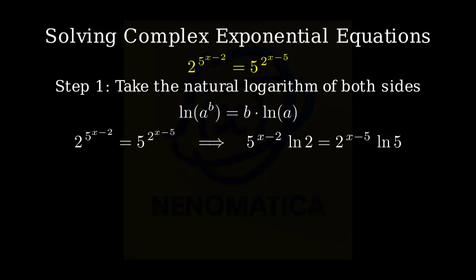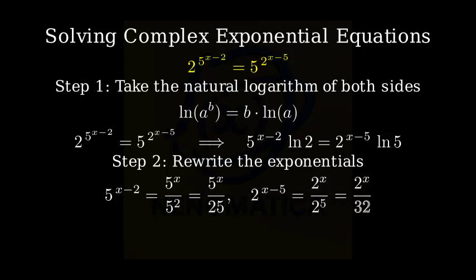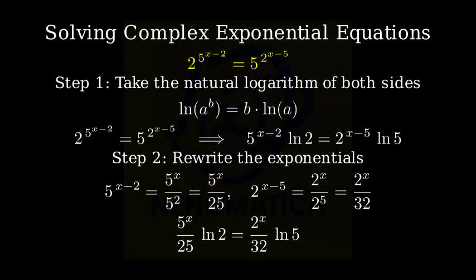Step 2. Next, let's rewrite both exponentials to simplify our equation. We can rewrite 5 to the power of x minus 2 as 5 to the power of x divided by 5 squared, or 25. Similarly, 2 to the power of x minus 5 equals 2 to the power of x divided by 2 to the power of 5, which is 32. Substituting these expressions back into our equation gives us 5 to the power of x divided by 25 times natural log of 2 equals 2 to the power of x divided by 32 times natural log of 5.